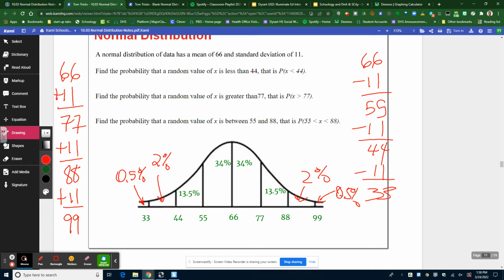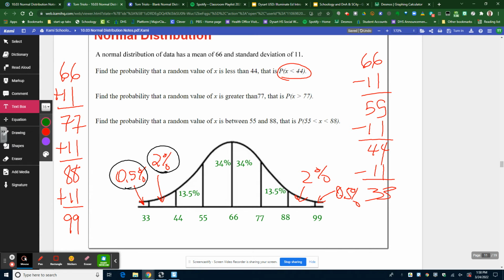So the first question says, what's the probability of being less than 44? So I take a look and I'm looking for numbers that are less than 44. So that's the 2%. So that's going to be 2.5. Okay. Let's make text box. 2.5%. So I just add up the areas.